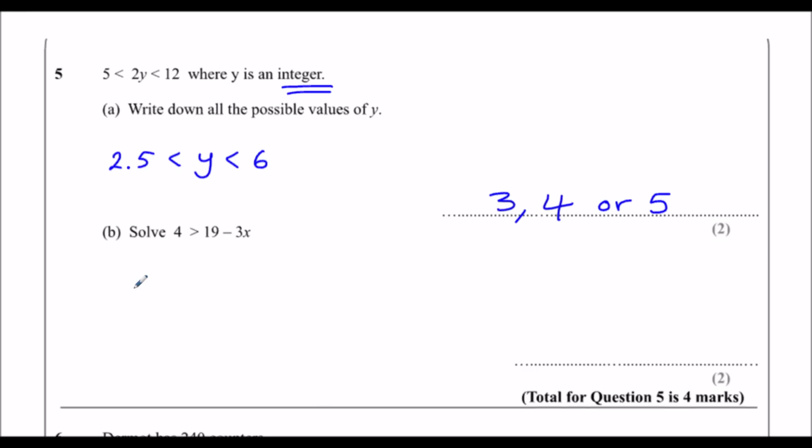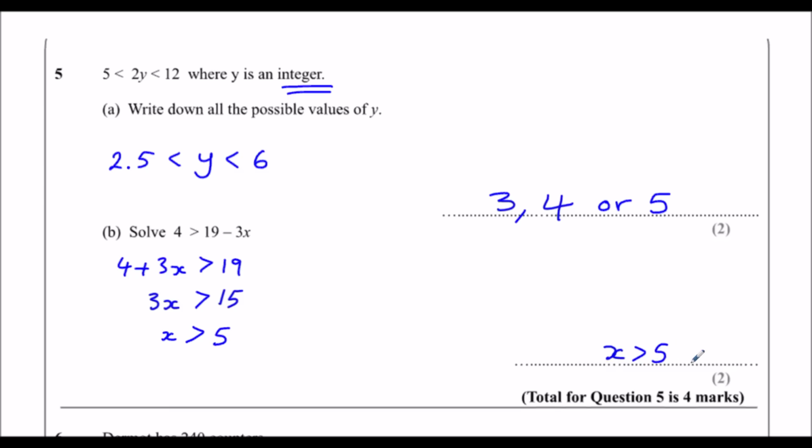Part B, solve. 4 is bigger than 19 minus 3x. I'm going to avoid timesing or dividing by a negative number when I solve this. So I'm going to plus 3x to both sides. So that will give me 4 plus 3x is bigger than 19. Then take away 4 from both sides. 19 take away 4 is 15. And then divide both sides by 3. So x is bigger than 5.